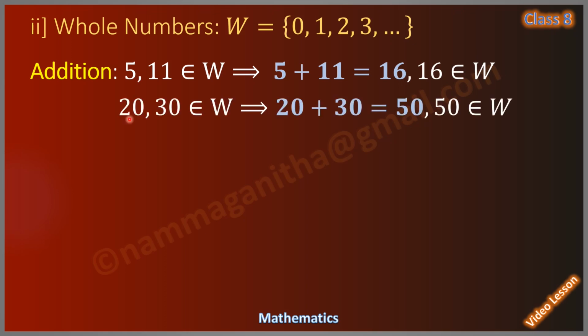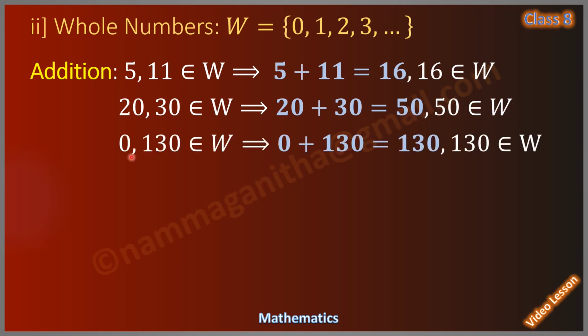Consider the second example. If 20 and 30 belong to W, that implies 20 plus 30 is equal to 50. Then 50 belongs to W. Now consider the third example. If 0 is a whole number, if 0 and 130 belong to W, that implies 0 plus 130 is equal to 130. Then 130 belongs to W.